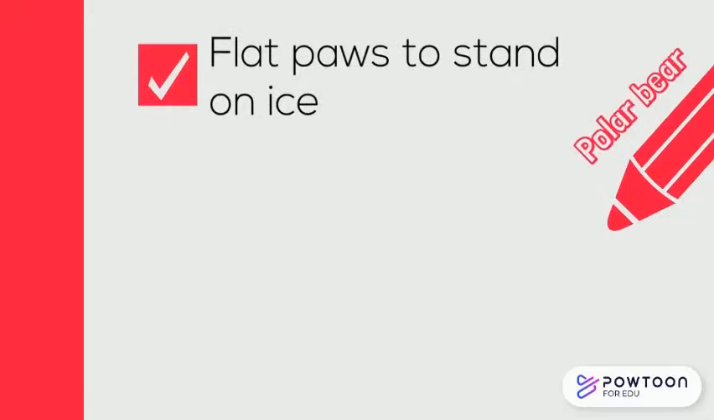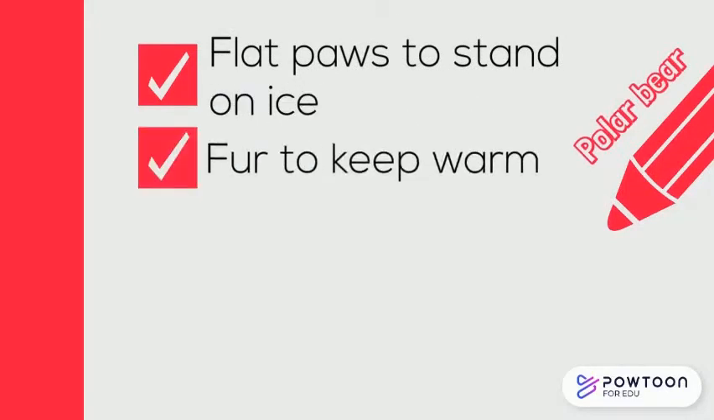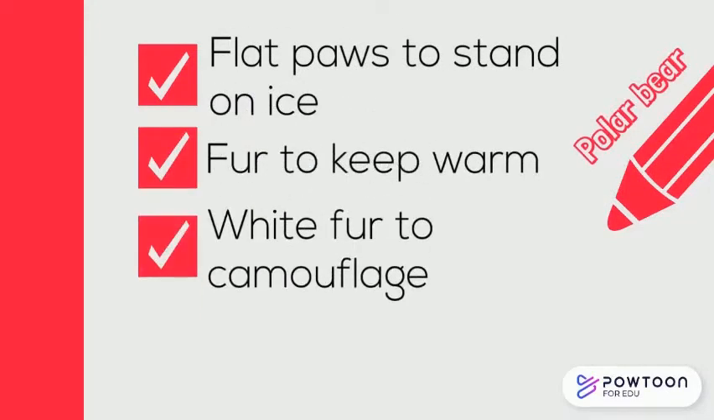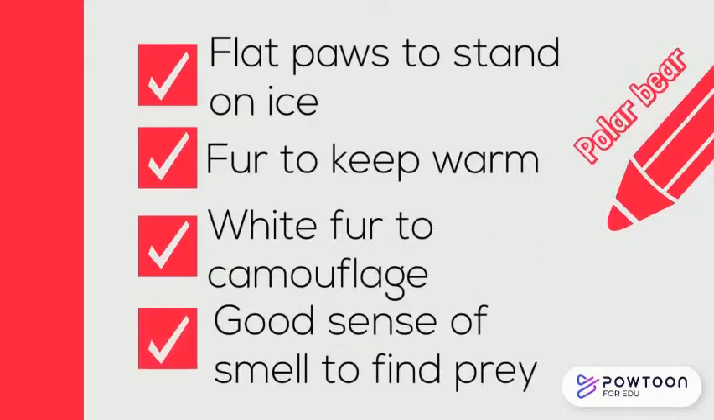Next is the polar bear. They have flat paws to stand on ice, fur to keep warm, white fur to camouflage, and a good sense of smell to find prey. Notice that the polar bear is located in the North Pole, while the cactus is in a desert, two completely different habitats.